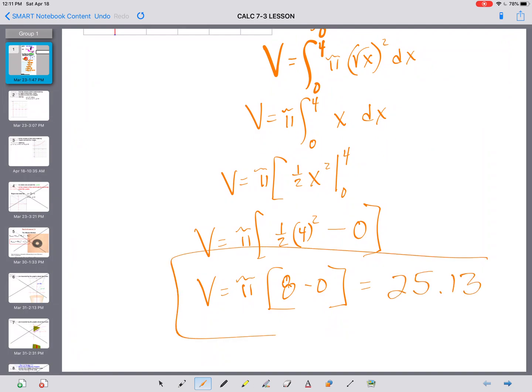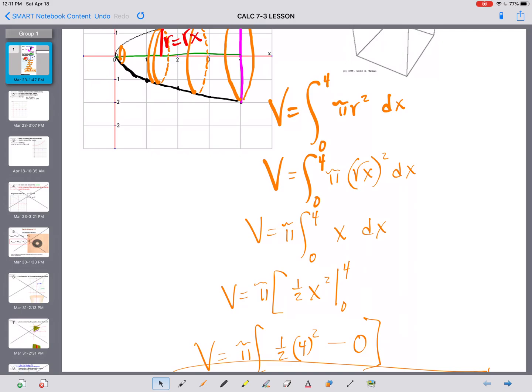2513. There's our volume. Again, we always start our problems like this. It's going to be the integral of pi r squared. The limits will change depending on the problem, but that's how you start it. Then you plug in place of the r, you plug the y.